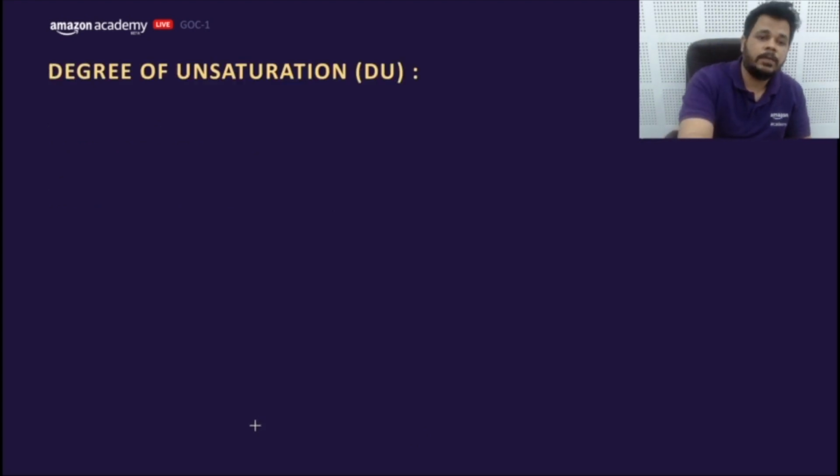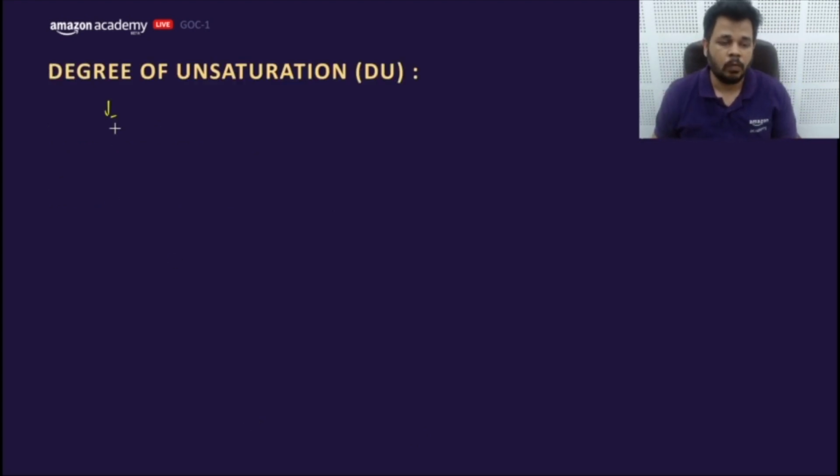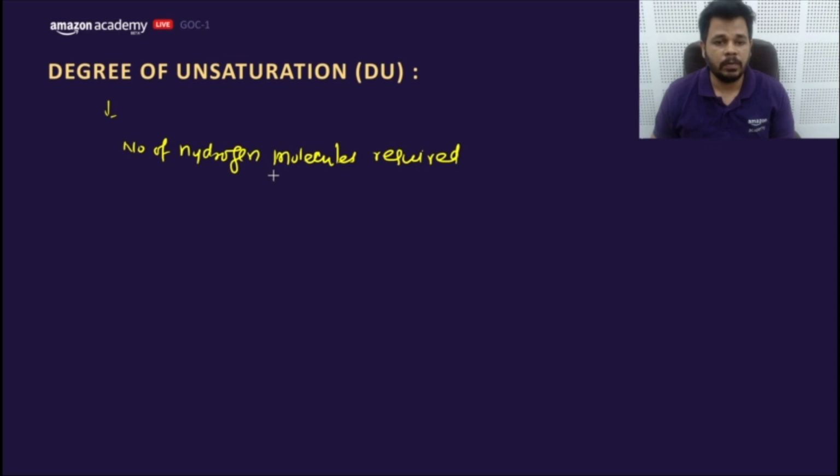So let's start with degree of unsaturation. Firstly, what is degree of unsaturation? Degree of unsaturation is the number of hydrogen molecules required, mark my words, molecules required to convert a cyclic unsaturated compound into acyclic saturated.